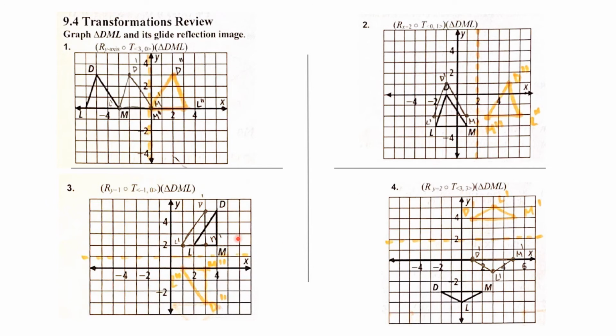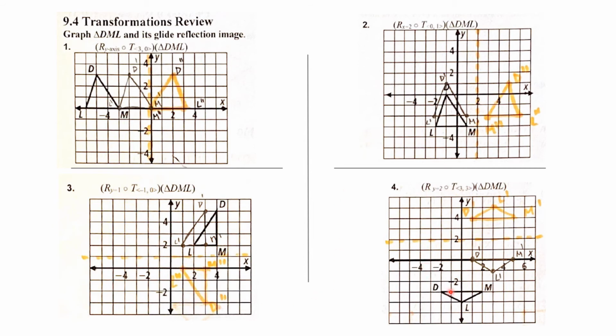On number 3, again, this is a traditional glide reflection because we're shifting it horizontally, and then we're reflecting it also over a horizontal line. So I moved it -1 in the x direction based on my translation here, and then I reflected it over y equals 1, and then here's my point where it ends up here.